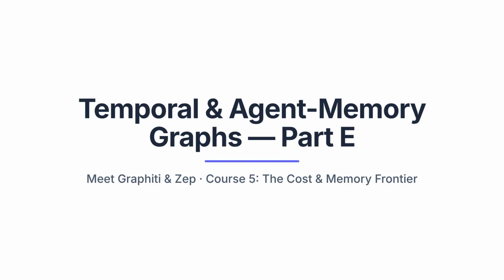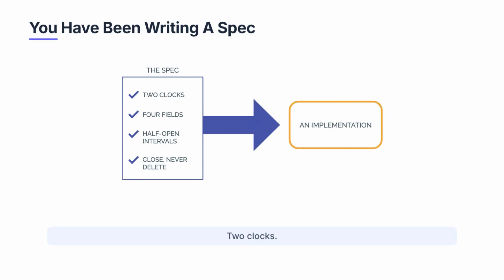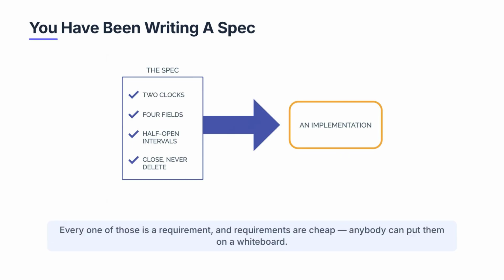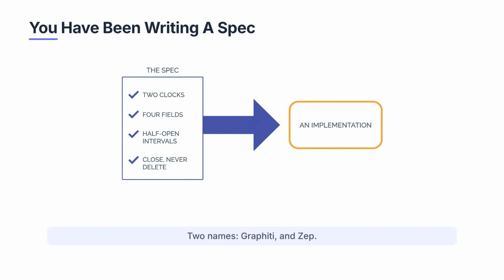Let's dig in. For 4 submodules now, you have been writing a specification, and nobody mentioned that's what you were doing. 2 clocks, 4 fields, half-open intervals, close, never delete. Every one of those is a requirement, and requirements are cheap. Anybody can put them on a whiteboard. So this part is where we go and meet something that actually implements the whole list in Python that you could install this afternoon. 2 names, Graphiti and Zep.